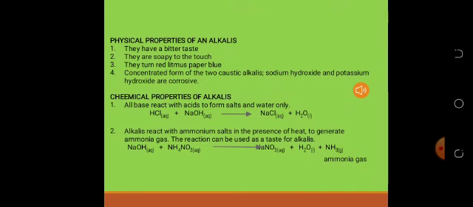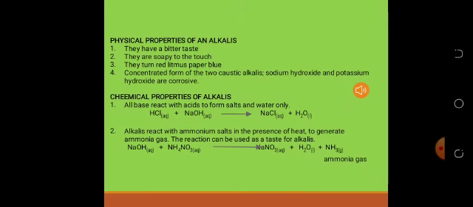Properties of an alkali. Physical properties. 1. It has a bitter taste. An alkali has a bitter taste, unlike an acid that has a sour taste. Number 2. When you feel an alkali, it is slippery. That is to say, it behaves like soap. They are soapy to touch.